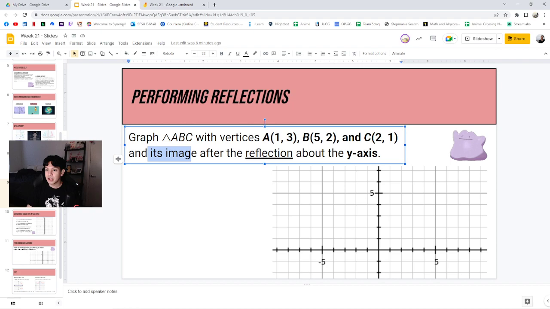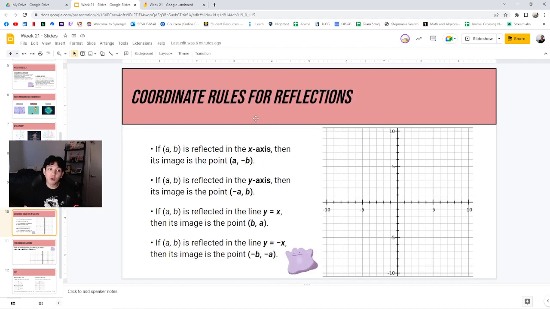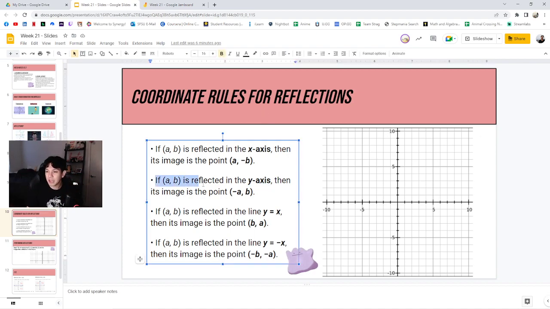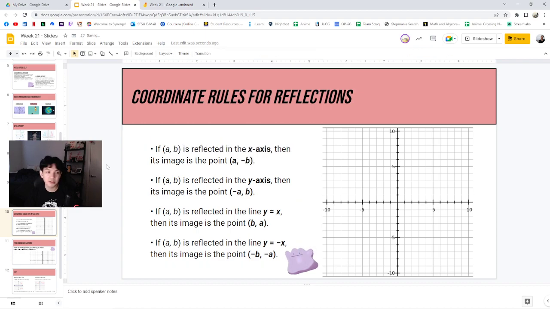Not only that, we have 4 rules that we should definitely be aware of, okay? So we just handled the y-axis. If (a, b) is reflected in the y-axis, then its image is the point (-a, b). That's basically what we just talked about. A and B can be any numbers. Maybe I could change it, if (x, y) is reflected, then we could do (-x, y). But I want you to be comfortable with using different variables, so that's why we're just going to say (a, b). You should be familiar that a is referring to any x value and b is referring to any y value, okay? So that takes care of the y-axis.